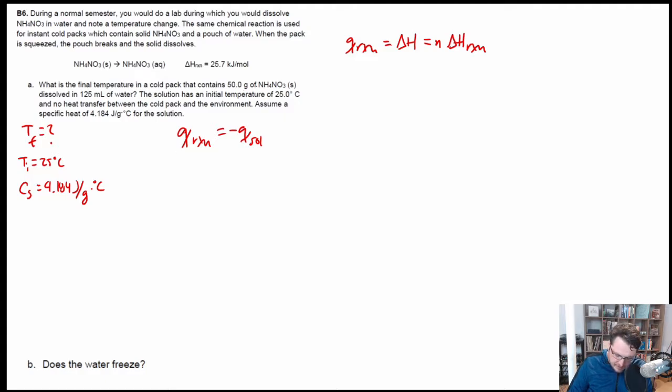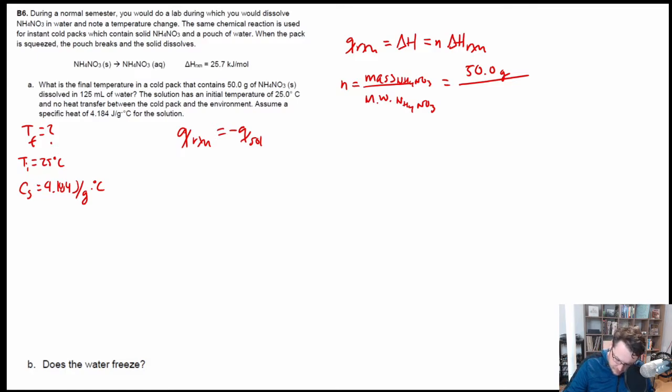So what we have to do now is convert 50 grams of ammonium nitrate into moles. If we're looking at the number of moles, that's just simply going to be the mass of the ammonium nitrate, NH4NO3, divided by the molecular weight of it. So the mass is 50.0 grams, divided by the molecular weight. So I'm just going to go do the math.